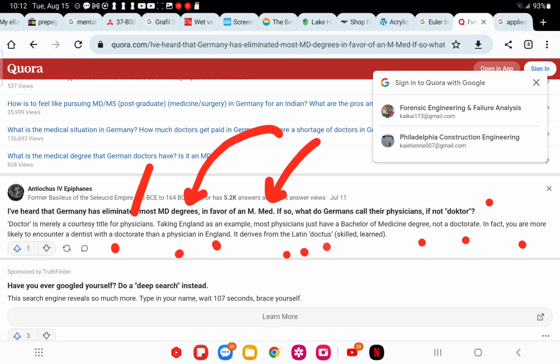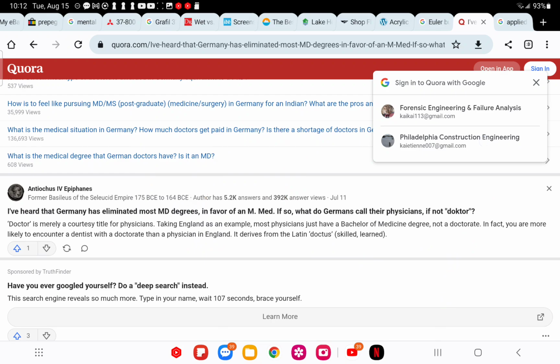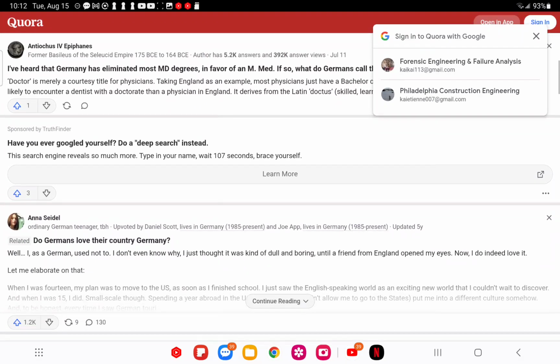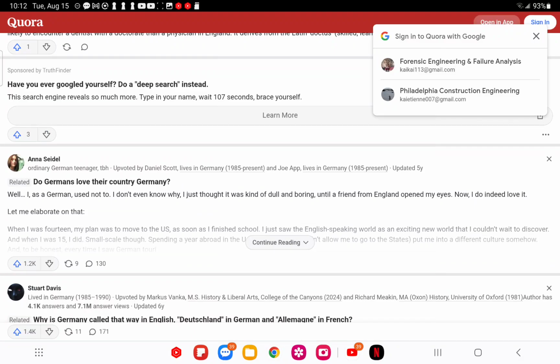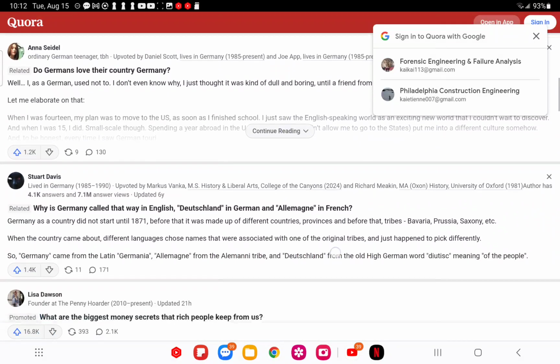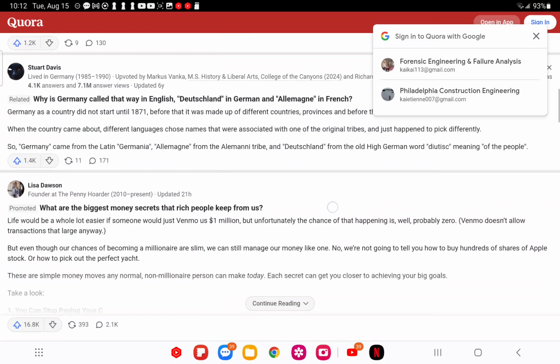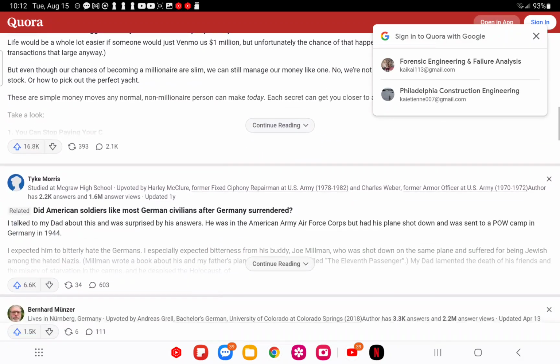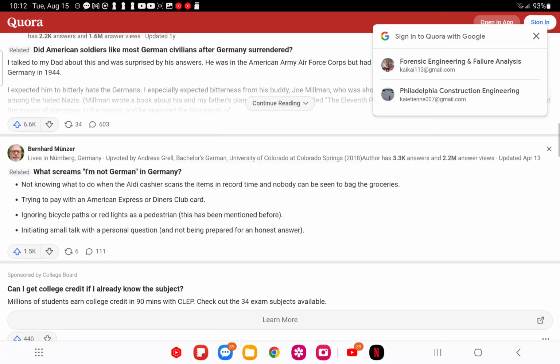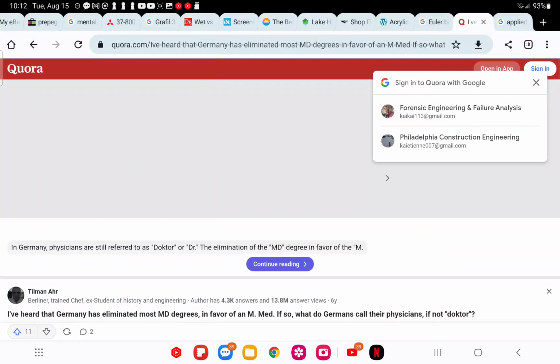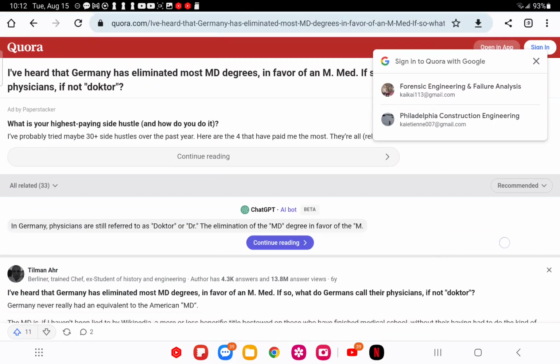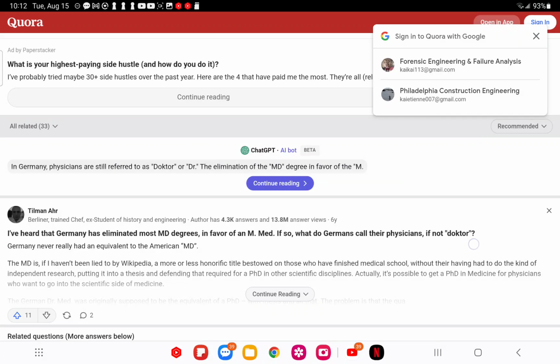It derives from the Latin doctus, skilled, learned. Sorry. So they don't even use the term doctor by itself at all. They just don't use it as a term at all that I can find. So I get his point, but hell, dude, they don't even use it. You should have been more clear. If you're going to educate me, you should have been more clear. They don't even use it.